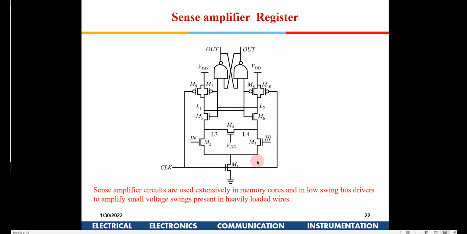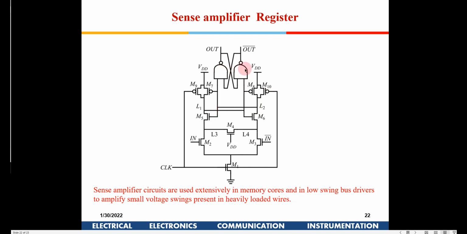Now how does this function? When the clock is low, obviously this M1 is off, so these three transistors are not working because you don't have a ground path here. Now the M9 and M10 transistors will both be switched on, so these nodes will be pre-charged to 1. Okay, they'll be pre-charged to 1.